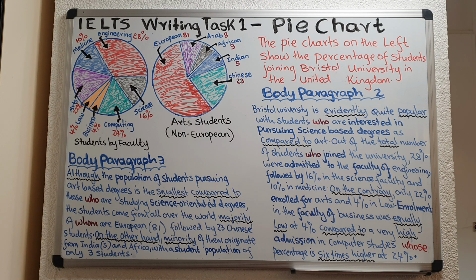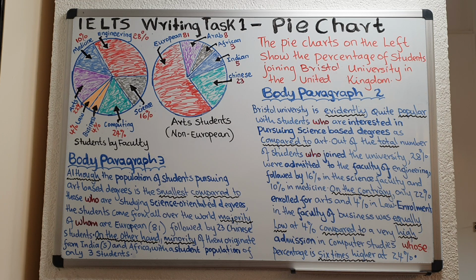The population of students pursuing art-based degrees is the smallest compared to those who are studying science-orientated degrees. The students come from all over the world, and then I provide the information based on the second pie chart. I provide the data. Majority of them are European, okay, followed by 23 Chinese students. So that is the majority where they come from. Then I use a comparative word that is the opposite. I use the linking word on the other hand, but I also have the word minority.